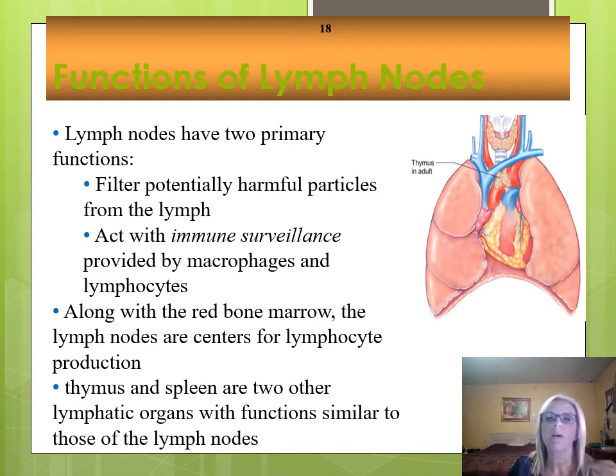A primary immune response is going to produce antibodies within 5 to 10 days. You can't see my hands, can you? 5 to 10 days of exposure to an antigen. This will produce antibodies within a day or two of a subsequent exposure to the same antigen.